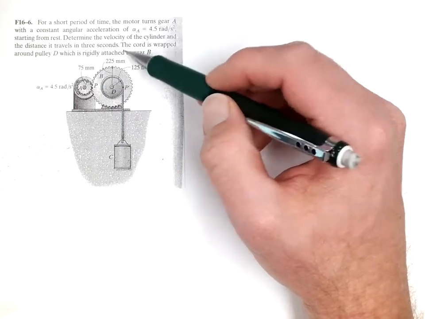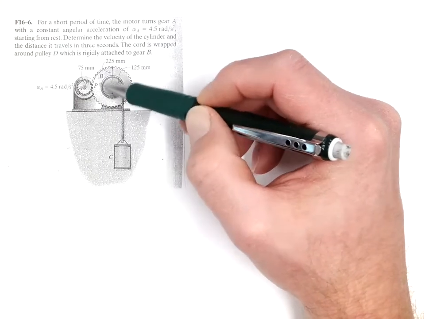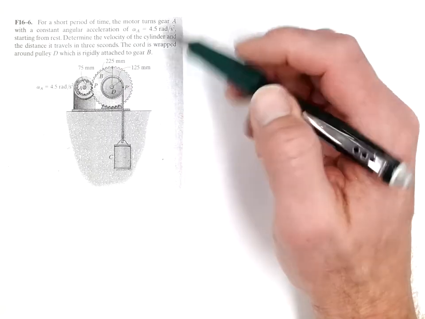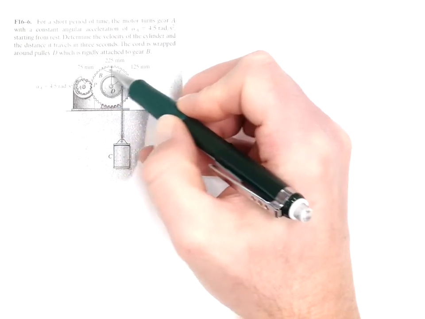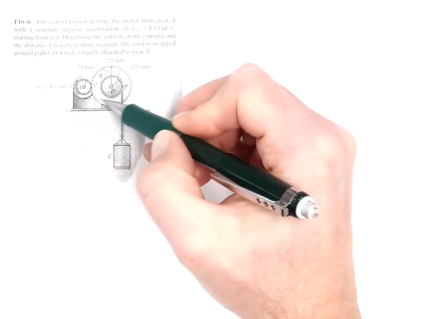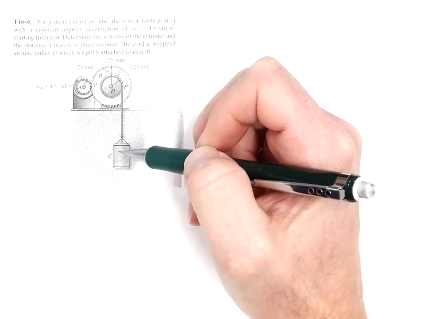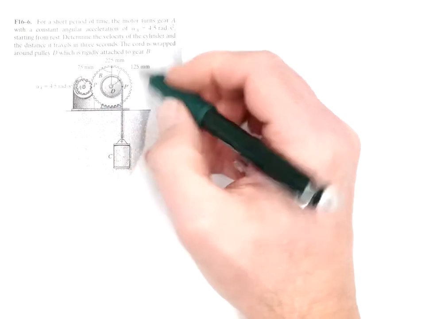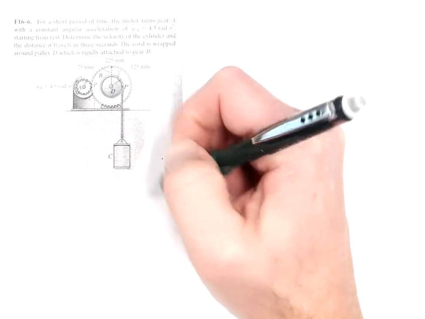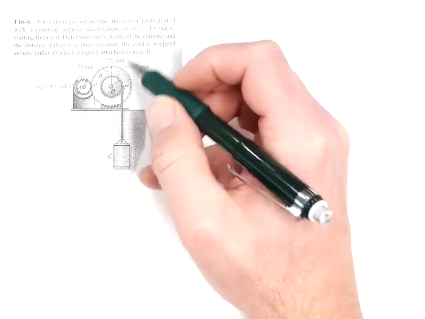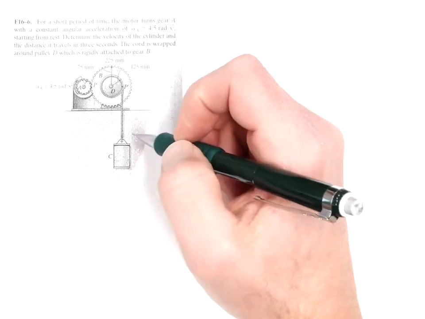So, the cord is wrapped around pulley B, or D, and rigidly attached to B. So this pulley is being turned, which in turn turns this pulley this way, which in turn wraps the cord. Okay, so first we want to find eventually the acceleration of C, and then with that acceleration we can find how far it travels and its velocity.